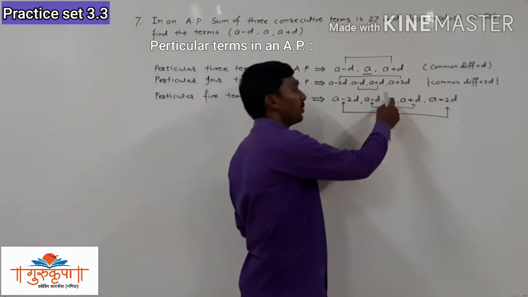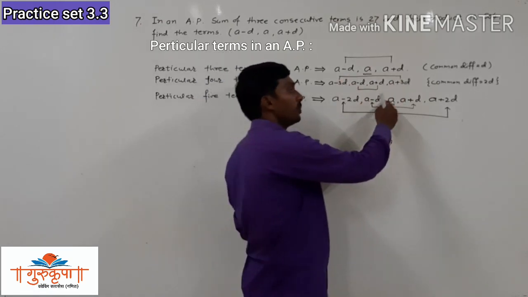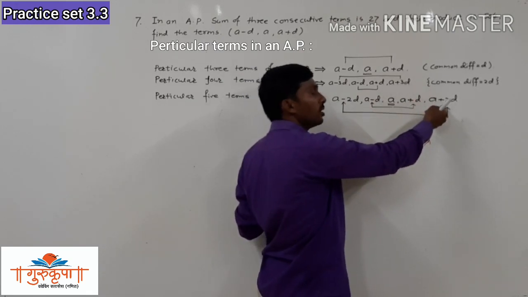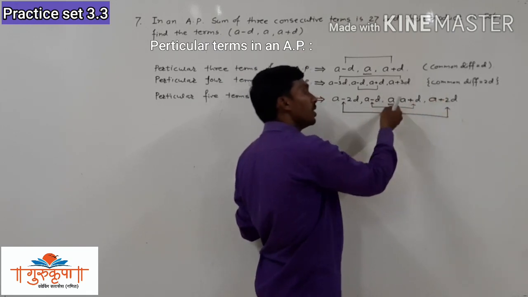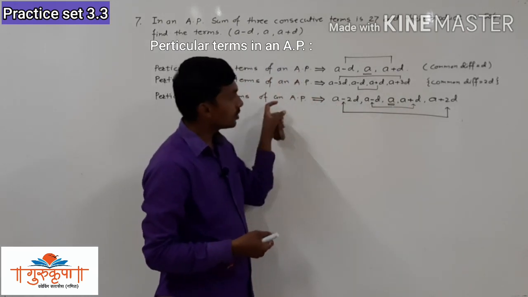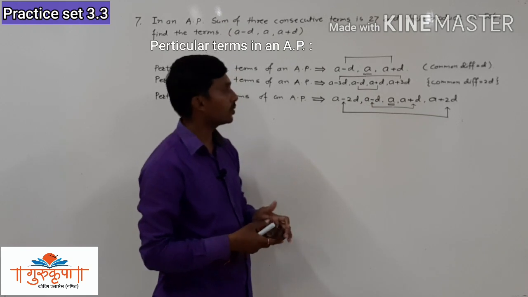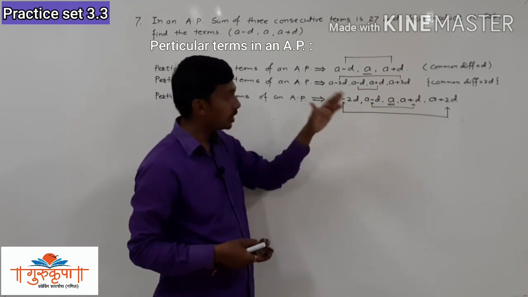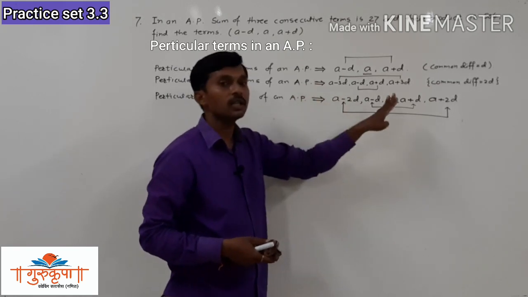In the center we have a. Right side, that is a plus d. Left side a minus d. Then right side third term is a plus 2d, and left side's third term is a minus 2d. So you can remember the 5 terms like this also, or you can simply remember the first term only, and adding difference to each previous term you will get the next term.